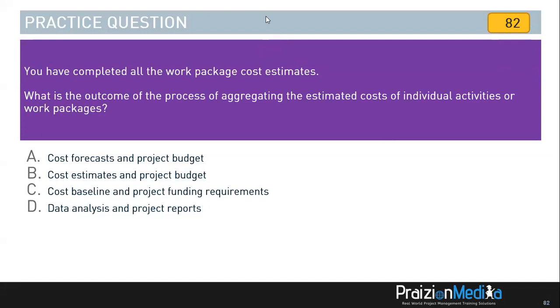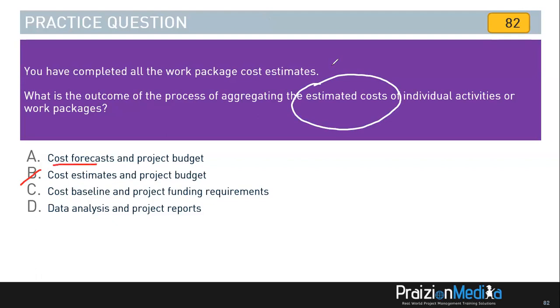All right, do hit the pause button for more time. So this could easily be guessed, even if you didn't know what the answer is straight up. But straight up, you should know the answer. The outcome of aggregating the estimated cost, which means the costs are estimated, so it can't be cost estimates, right? Because the costs are estimated.